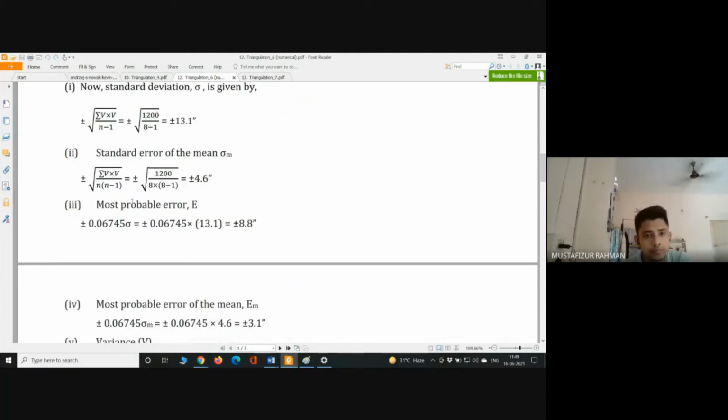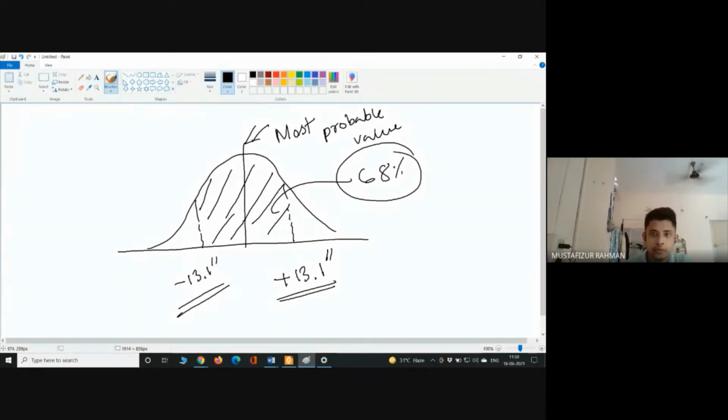Then the most probable error. So now we will remember this formula. This corresponds to the 50% error. So plus minus 0.06745 sigma. This comes out to be plus minus 8.8 second. So in this diagram, there will be another point somewhere here, right? 8.8 second positive in this direction, and minus 8.8 second negative in that direction. So 50% of the values will lie here. Therefore, we are saying that this is the most probable error.